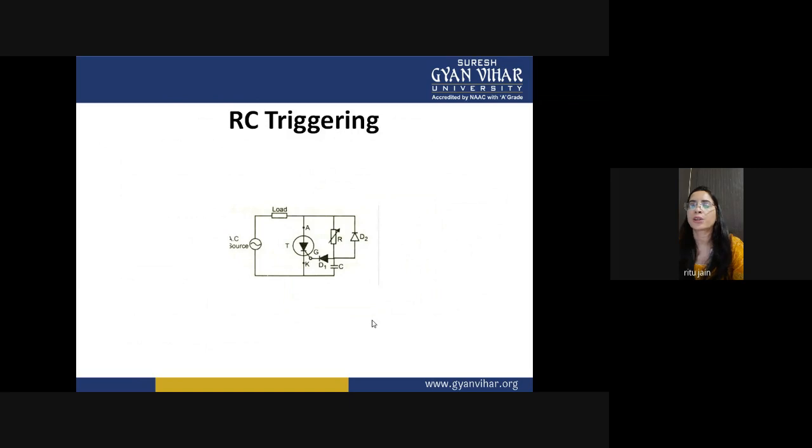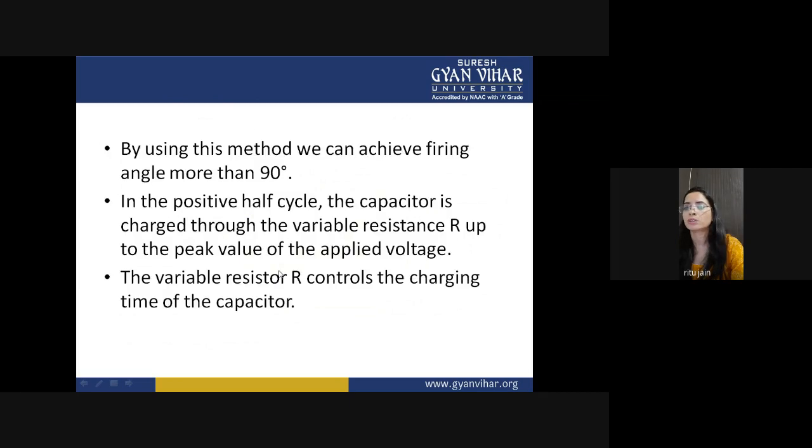Next is your RC triggering, and you can see the circuit which is given over here, that is your RC triggering circuit. In this circuit, you are using AC source voltage, one thyristor, one diode, and one resistance, and one diode D2. So here you are using two diodes and one capacitor. One is your D1 diode, another one is your D2 diode, and capacitor is your C. And this is your variable resistance. And this is your AC source. By using this method, we can achieve firing angle more than 90 degree.